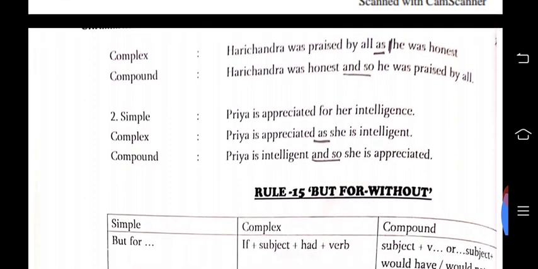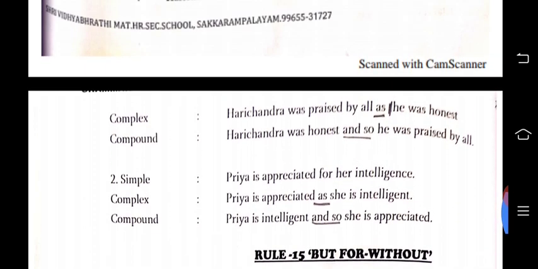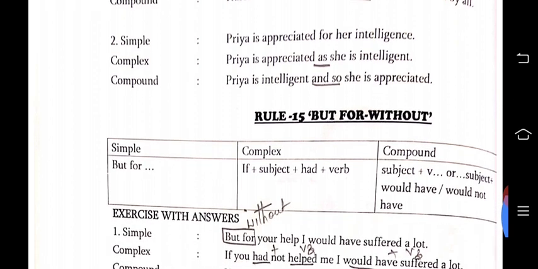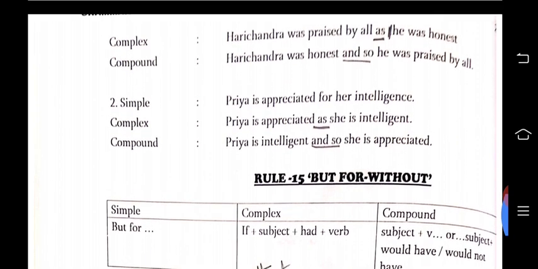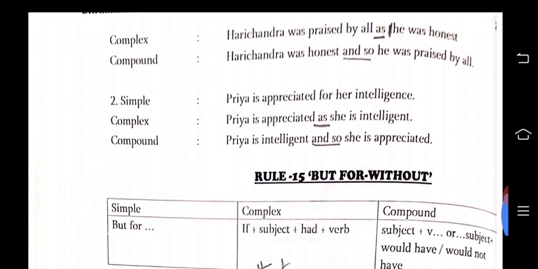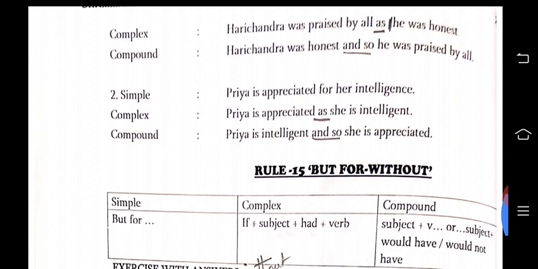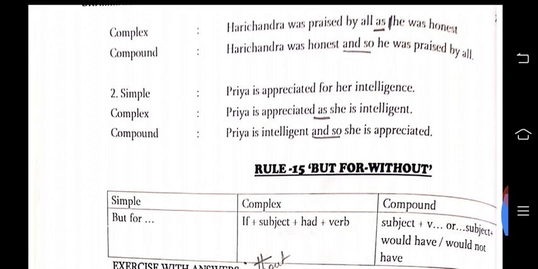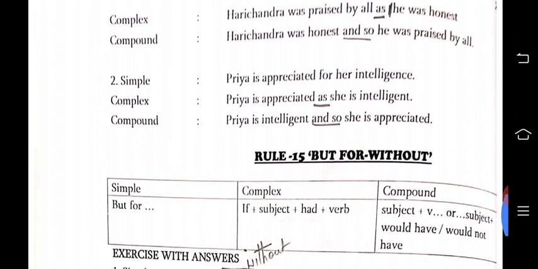Harichandra was honest and so he was praised by all. Writing compound sentences. And then see one more example. Priya is appreciated for her intelligence. For. Okay. And then Priya is appreciated as she is intelligent. Priya is intelligent and so she is appreciated.